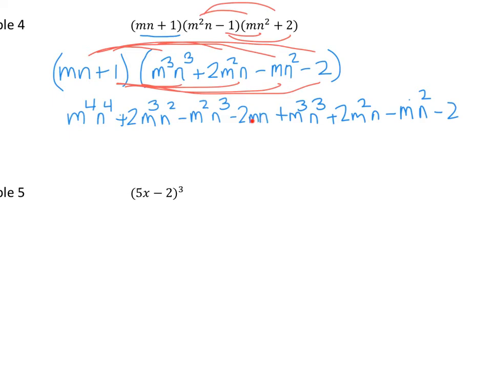Just mn with no exponent, and there is none. Both are cubed, none. M squared n, mn squared. So if you really inspect these variables and exponents carefully, you can see there are actually no common terms here that we can combine. So now let's focus on how to put in standard form.